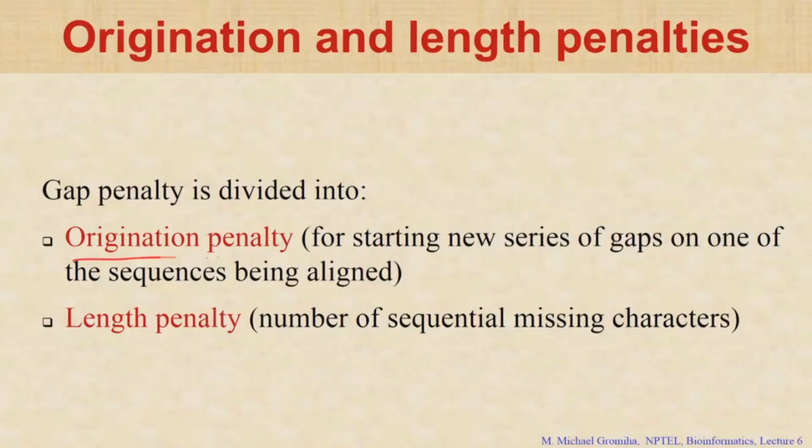So I give an example. One is the origination penalty, which depends upon the gaps we introduce. For each series of gaps we introduce in a sequence, we give a penalty that is called the origination penalty. The second one is the length penalty, that is the number of missing characters. When sequence 1 and sequence 2 are aligned to each other, how many places are not aligned, how many places have gaps.